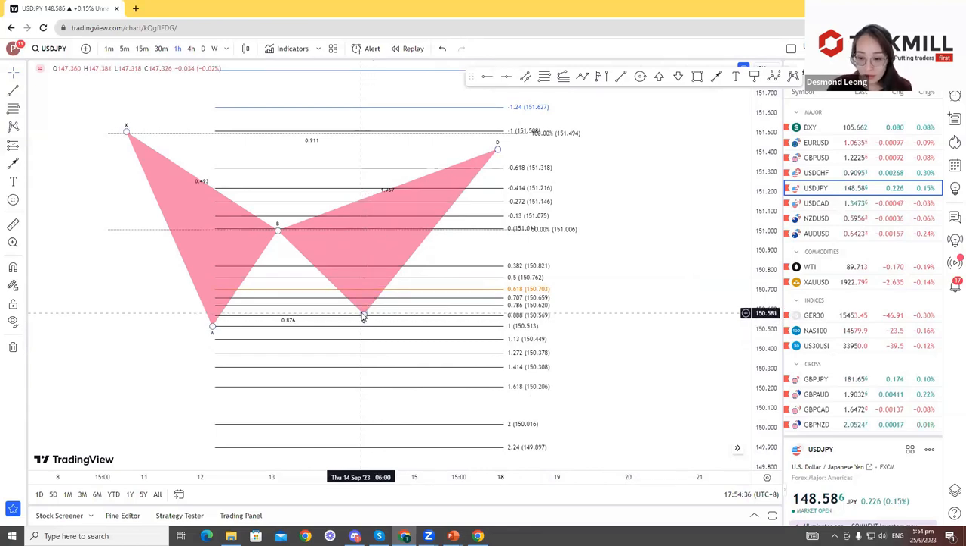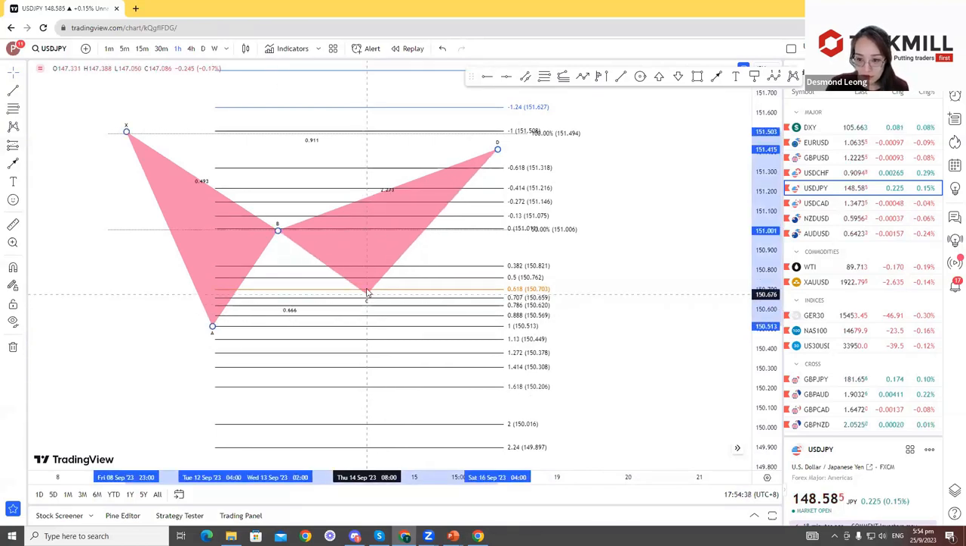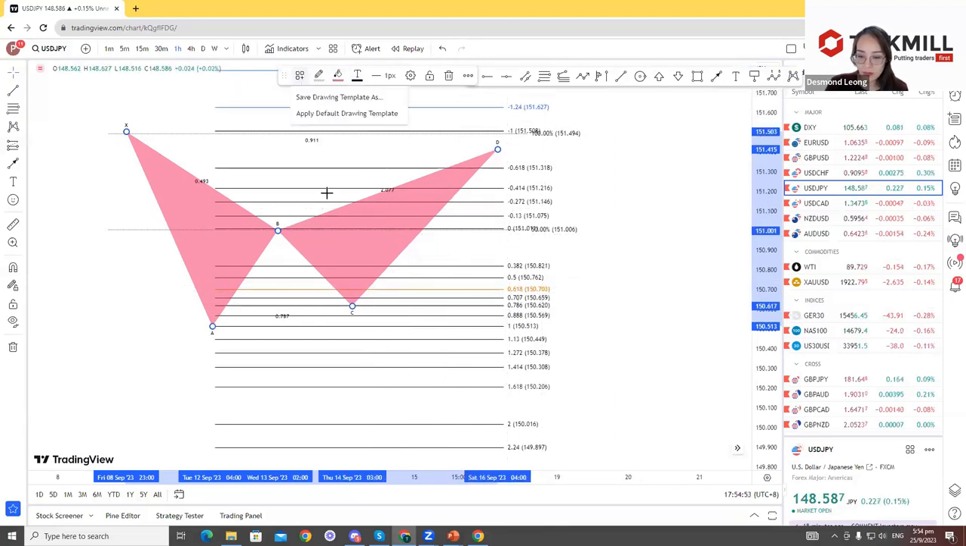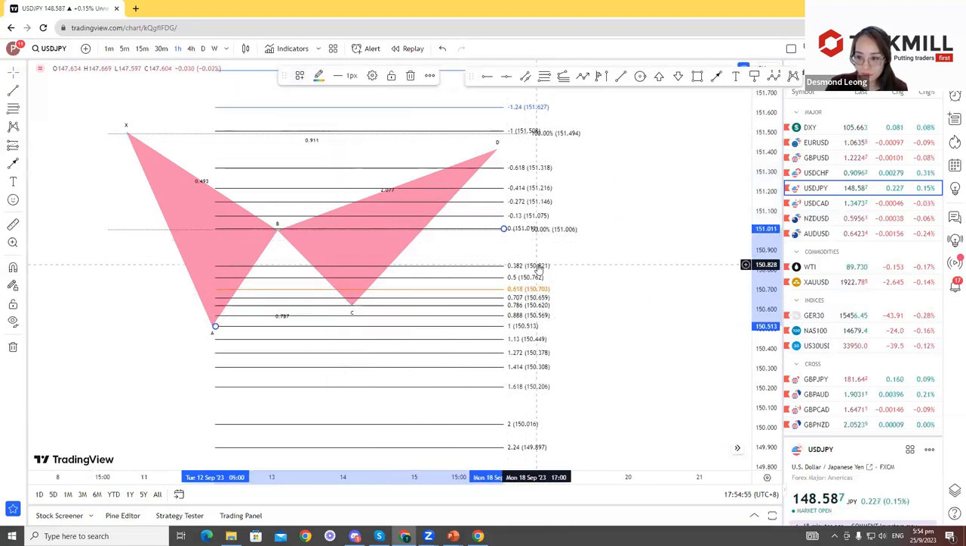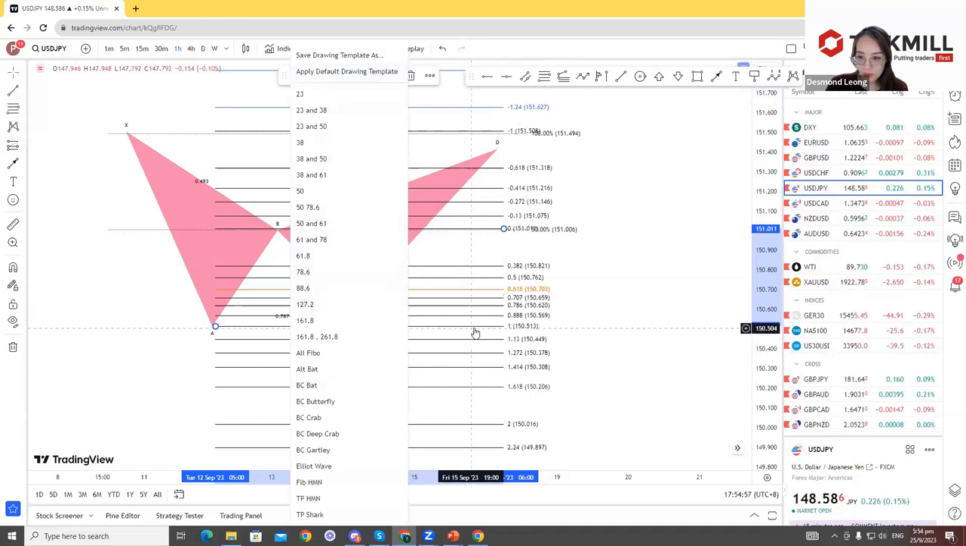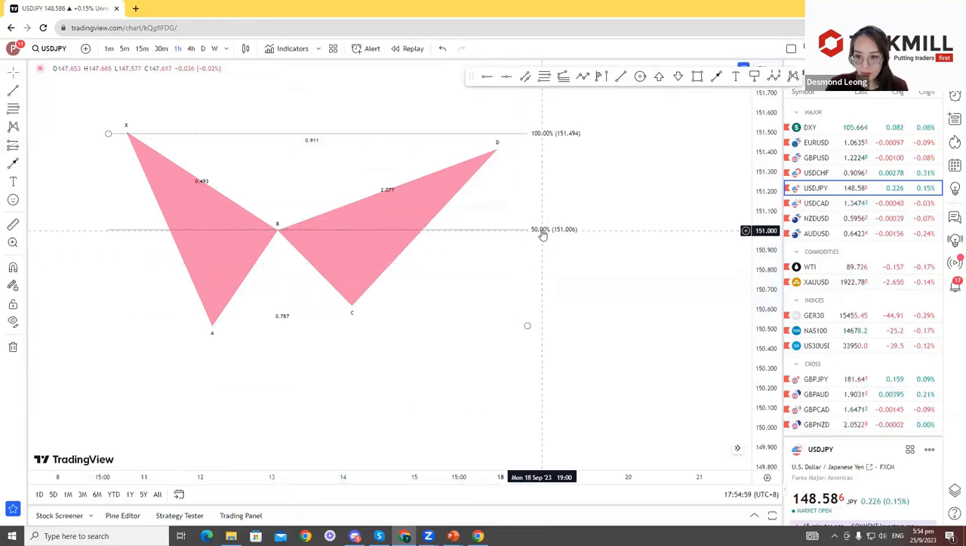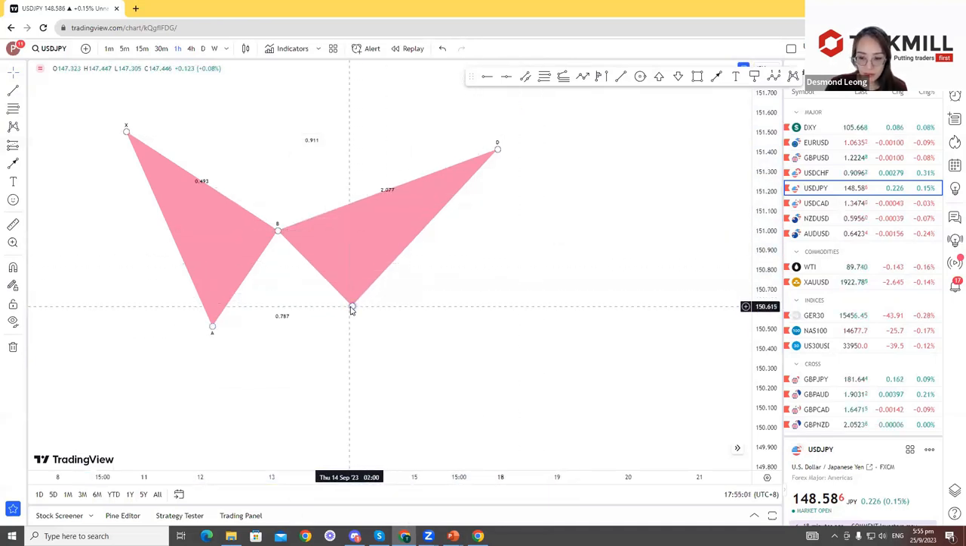It retraces between 38.2 and 88.6%, but it cannot go below A. In this case, it retraced at 78.6%. It's okay, it's like that. I think I will just remove it. And we already have the C point.